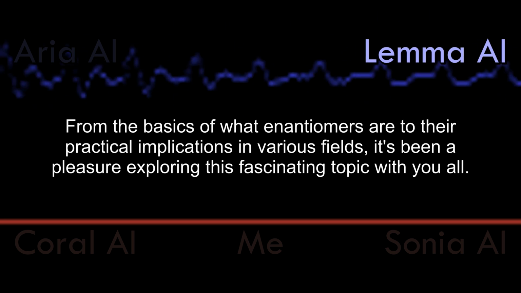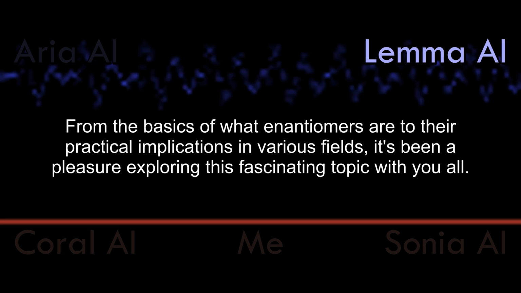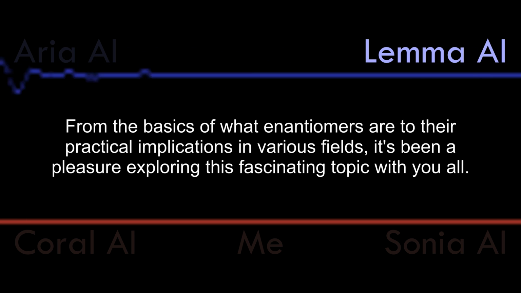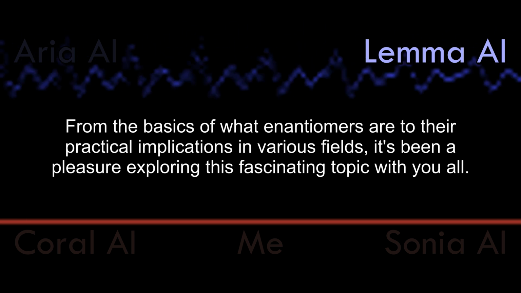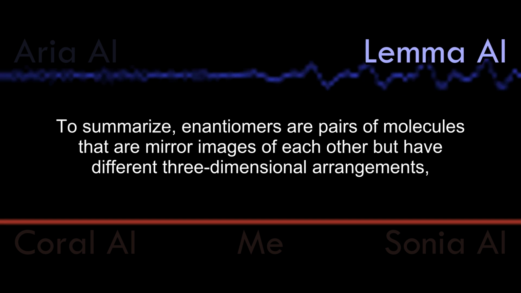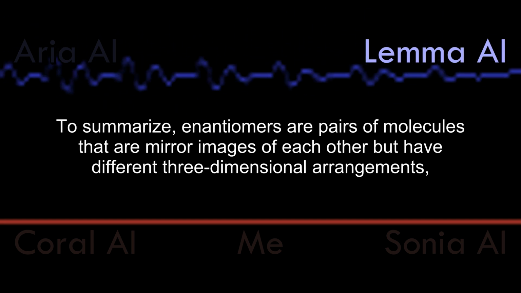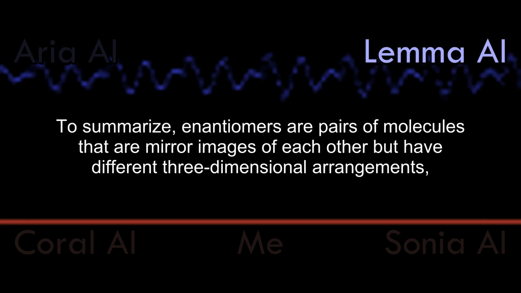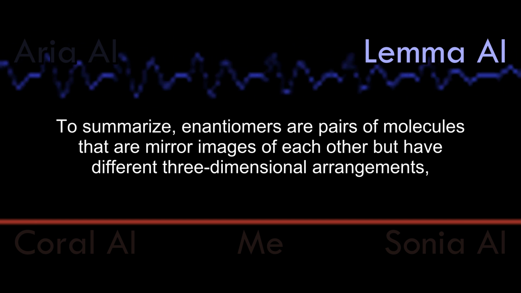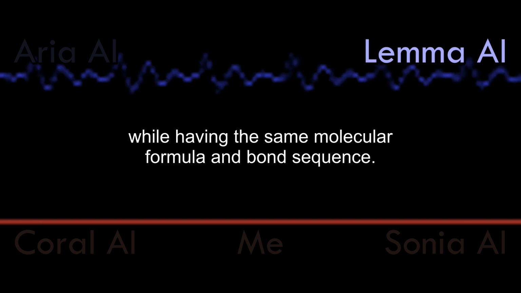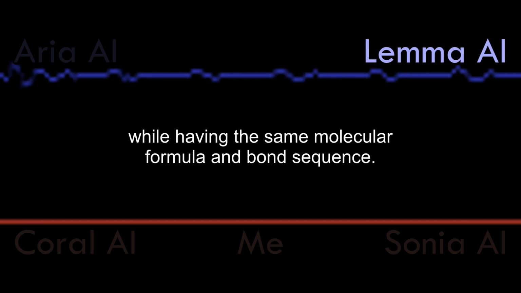From the basics of what enantiomers are to their practical implications in various fields, it's been a pleasure exploring this fascinating topic with you all. To summarize, enantiomers are pairs of molecules that are mirror images of each other but have different three-dimensional arrangements while having the same molecular formula and bond sequence.